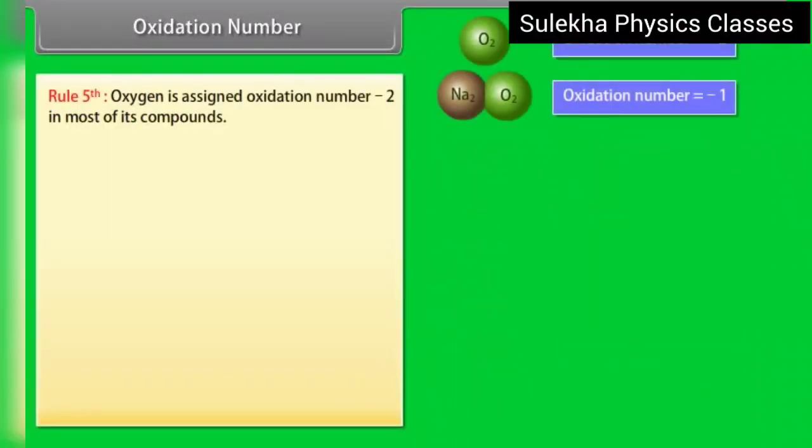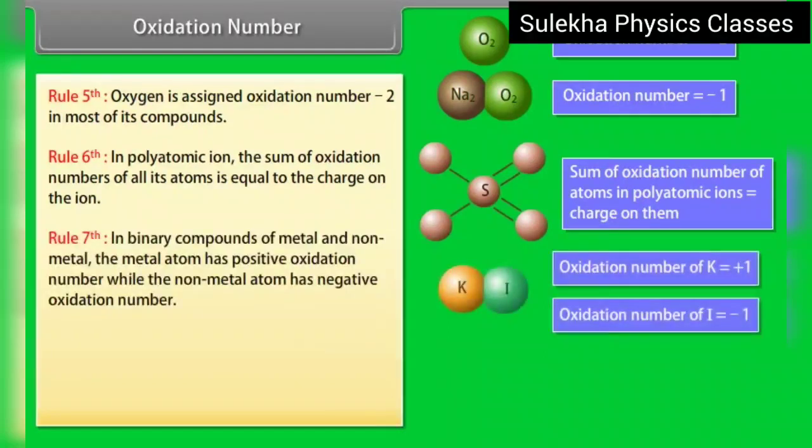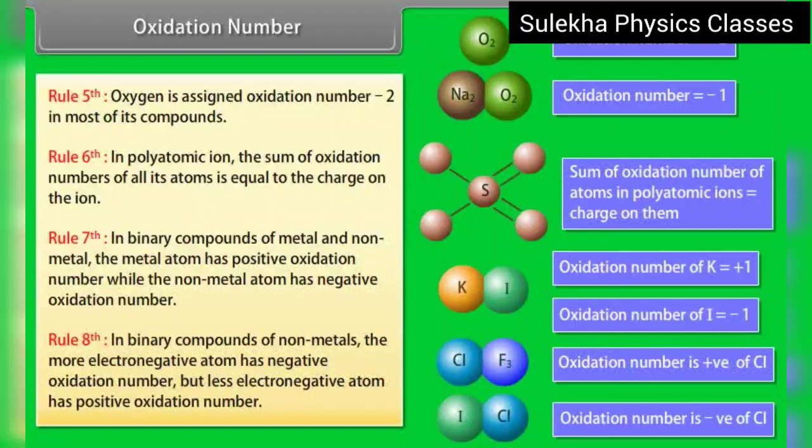Rule fifth. Oxygen is assigned oxidation number -2 in most of its compounds. Rule sixth. In polyatomic ion, the sum of oxidation numbers of all its atoms is equal to the charge on the ion. Rule seventh. In binary compounds of metal and non-metal, the metal atom has positive oxidation number, while the non-metal atom has negative oxidation number. Rule eighth. In binary compounds of non-metals, the more electronegative atom has negative oxidation number, but less electronegative atom has positive oxidation number.